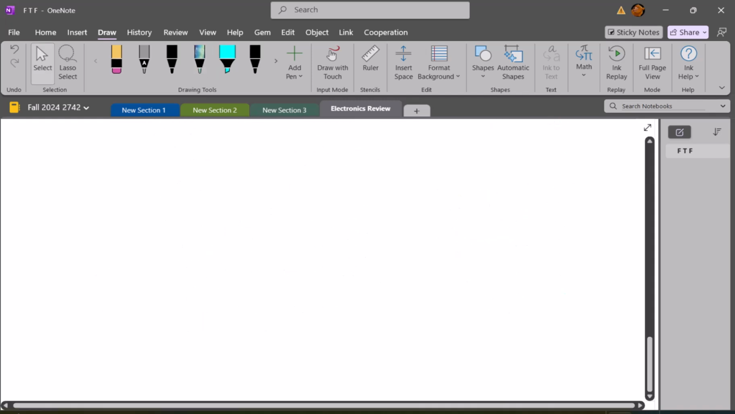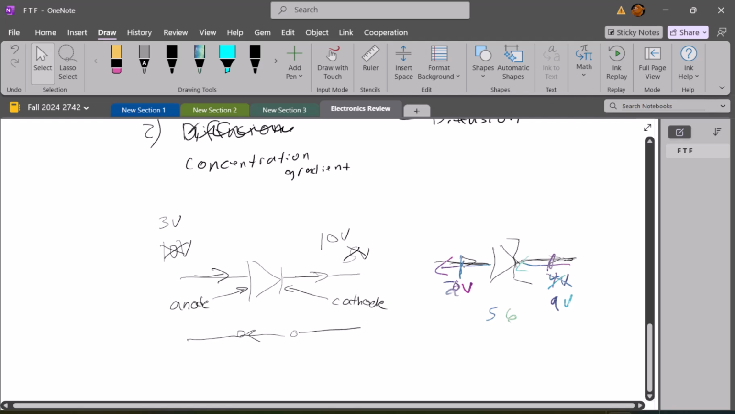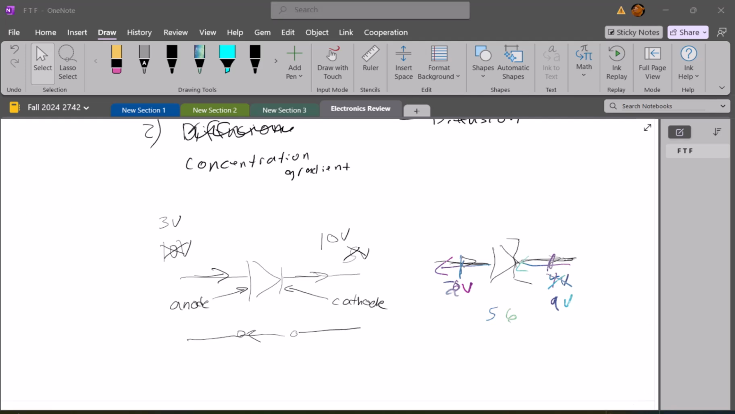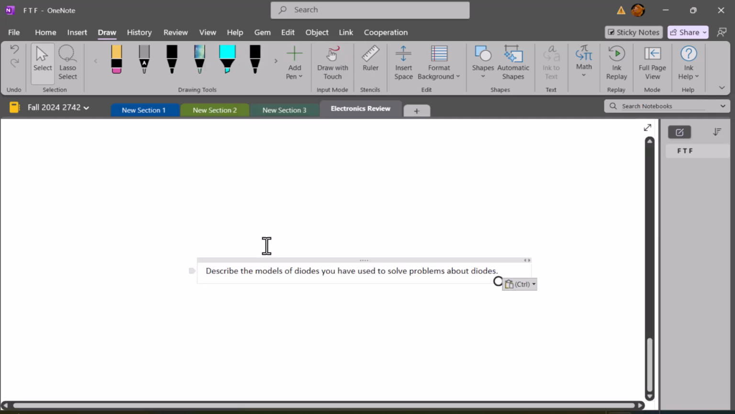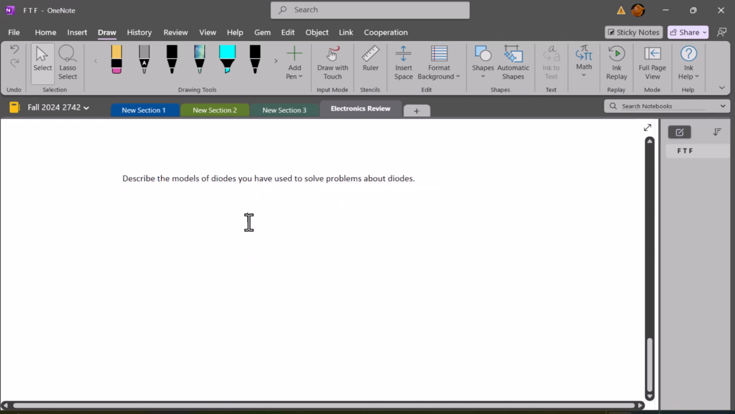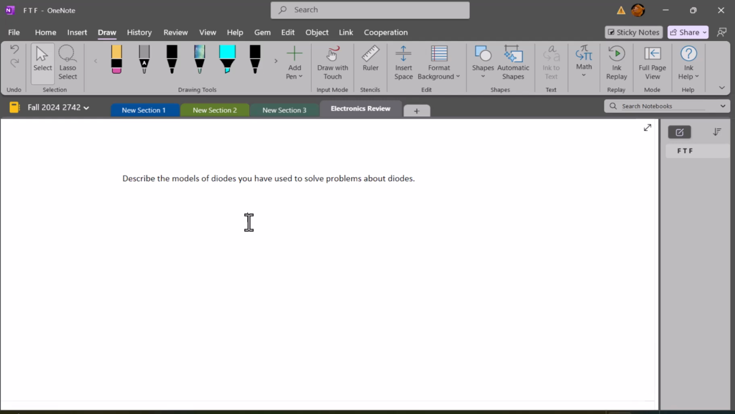Okay, now the next question I have for you is one I need to know the answer to because I don't know what y'all have done. So hold on, let me get that question. Describe the models of diodes you have used to solve problems about diodes. So what models have y'all used?